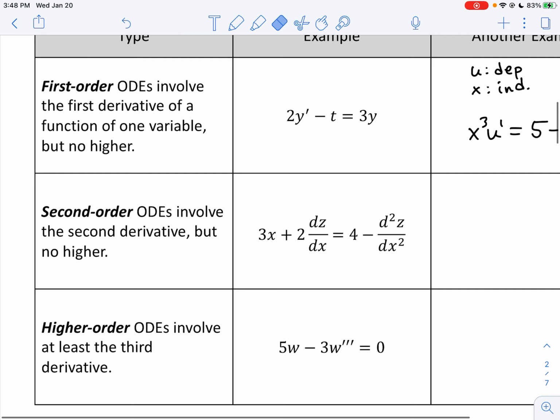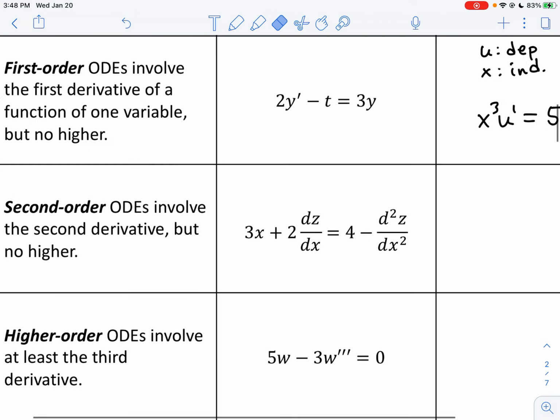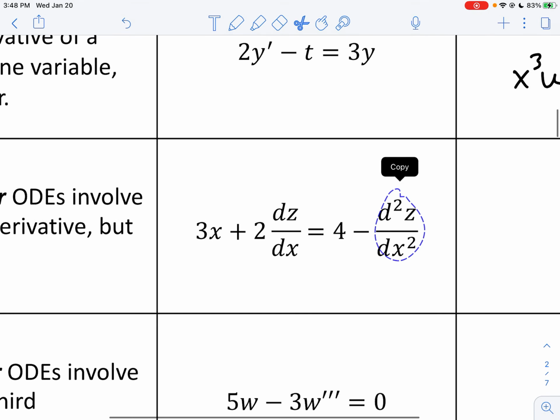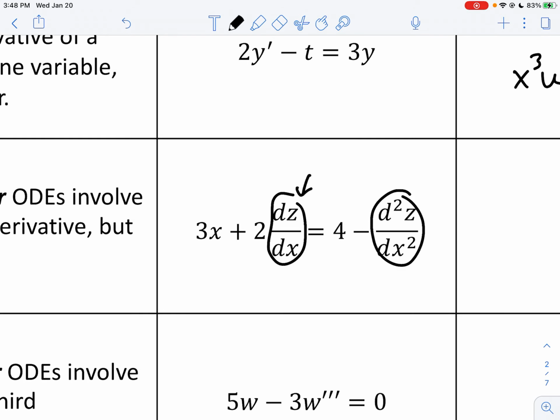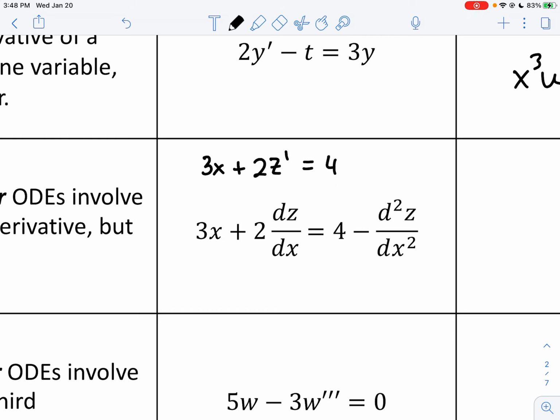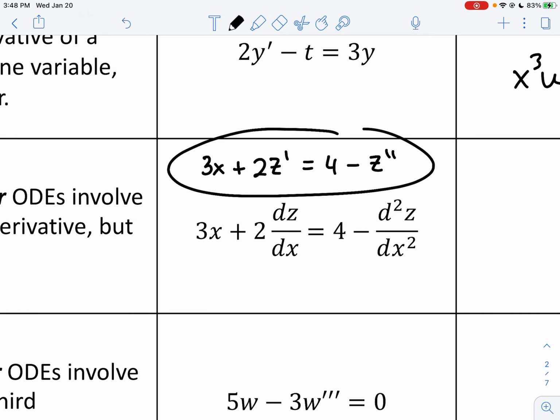A second order differential equation involves the second derivative, but no higher. So here we're using Leibniz notation. If I were to write this without Leibniz notation for these derivatives, remember this is a first derivative here and that's a second derivative there. So this one might have been written this way instead: 3x plus 2z prime is equal to 4 minus z double prime. And since there are two variables present, only one of them is allowed to have primes on it, the z in this case. So z is the dependent variable, and the other variable, the x, is the independent variable.